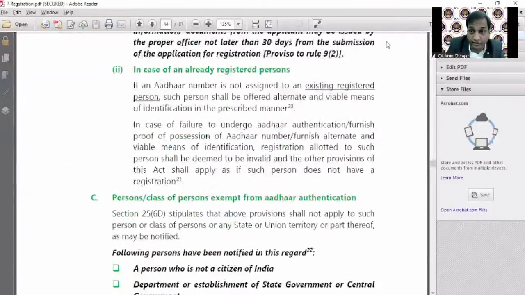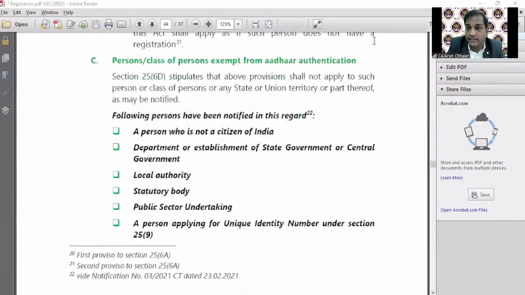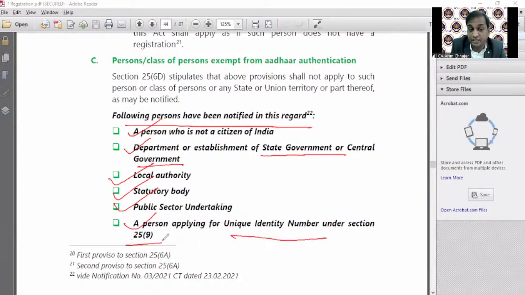One more thing, I'm adding one more point: as per section 25(6)(d), the following persons are exempt from Aadhaar authentication. You may expect one theory question on who are the persons not required to do the Aadhaar authentication. The following persons have been notified in this regard: a person who is not a citizen of India; a department or establishment of the state government or central government; a local authority, statutory body, public sector undertaking; and persons notified for UIN under section 25, like foreign embassies, consulates, and the United Nations organization.